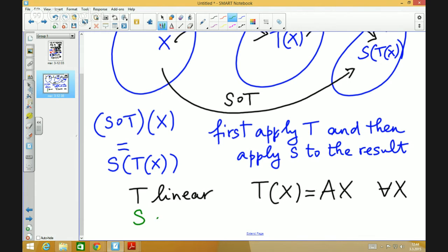You also know that S is linear. What does this mean? This means that there is a matrix B that has the property that S of X is equal to B times X for every vector X of the appropriate size.